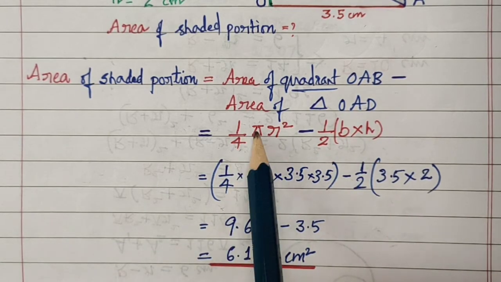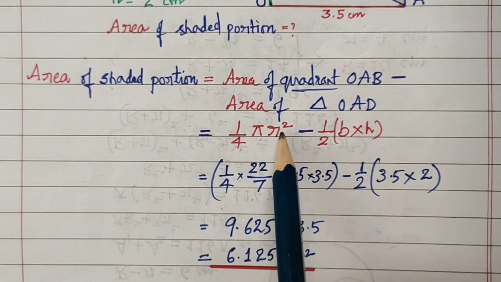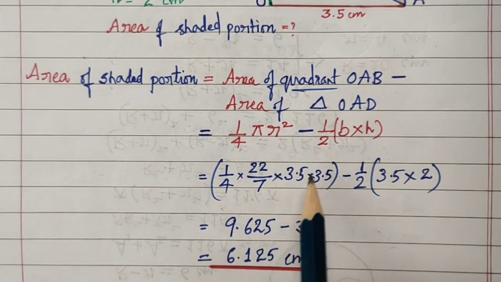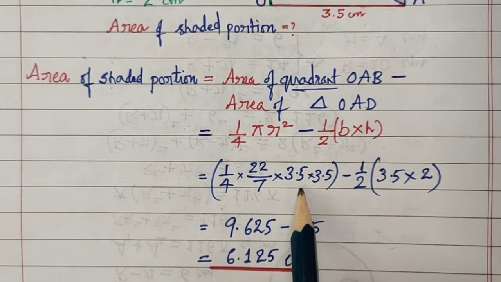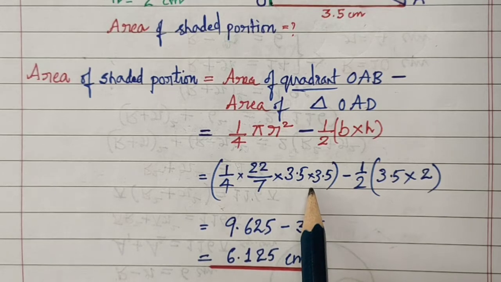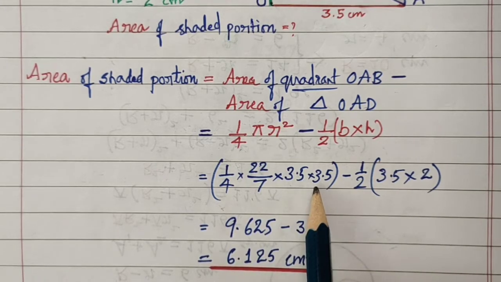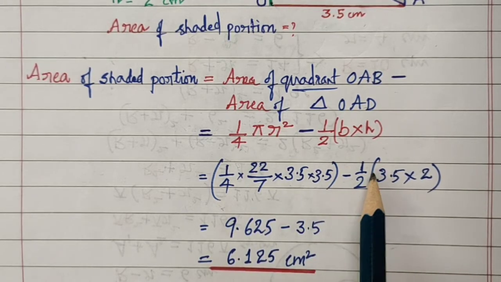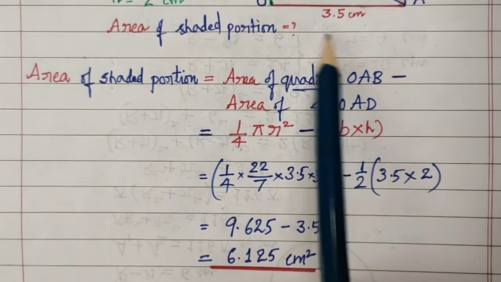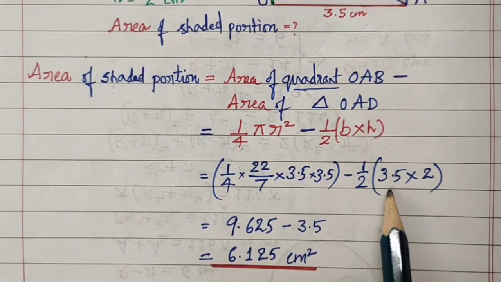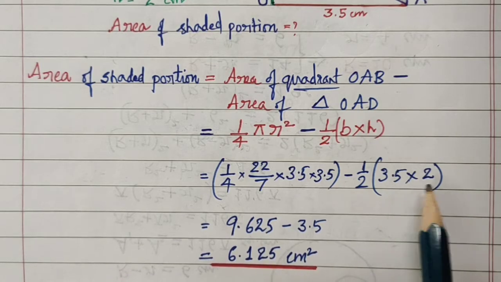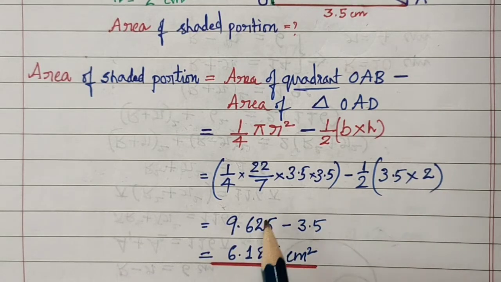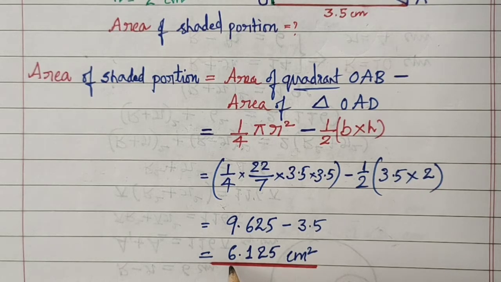So 1 by 4, pi is 22 by 7, and this r is 3.5, the radius of the quadrant. Then 3.5 square minus half of, this is the base of the triangle, and OD, 2 centimeters, is the height of the triangle. Once we calculate, we get the area of the shaded portion as 6.125 square centimeters.